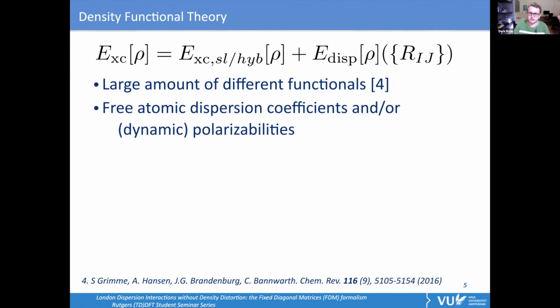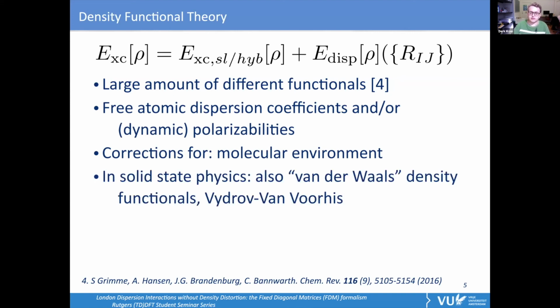And typically the ones that we use, at least in quantum chemistry, rely on using free atomic dispersion coefficients and/or dynamic polarizabilities, and then somehow correcting those for the molecular environment that the system is in. In solid state physics, there is also another category of functionals which is quite prominent, which are the van der Waals density functionals and recently the modified Vydrov-Van Voorhis functionals. And those are in principle not depending so much on parametrizations from free atoms and so on. So those are really almost pure non-local density functionals.